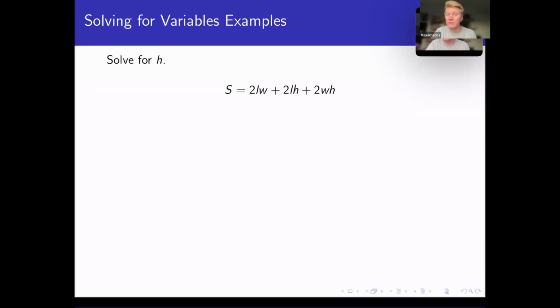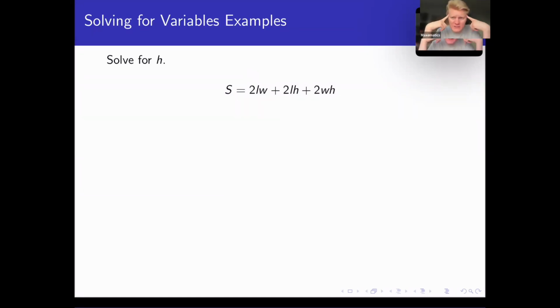Let's solve for the variable h. Well, we have an h here. We have an h here. If you're unfamiliar with this formula, this is the surface area for a rectangular prism, so a surface area of a box. But let's solve for h, which means if we're solving for h, treat everything else like a number. Maybe not a number that you can simplify, but a number nonetheless.